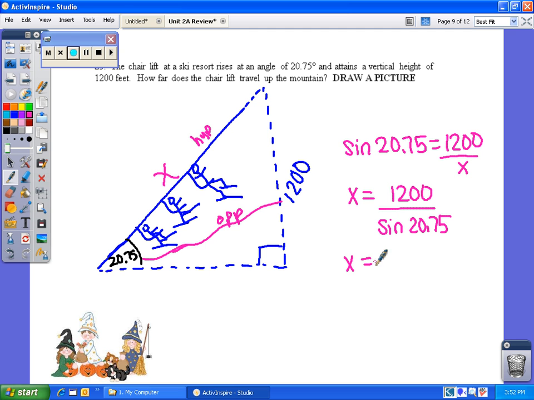And you wind up getting 3,387.0 feet. Okay, make sure you always round to the nearest tenth unless they ask you differently. Make sure that you draw a picture and make sure that you show all work.